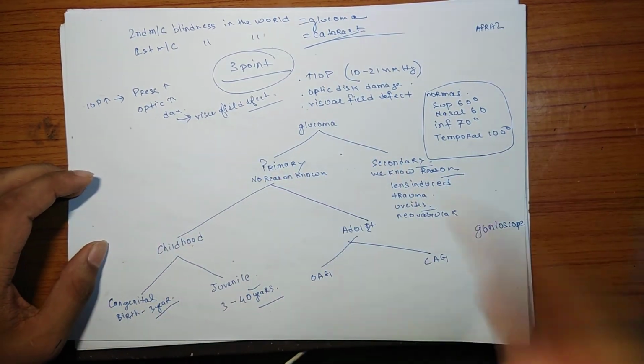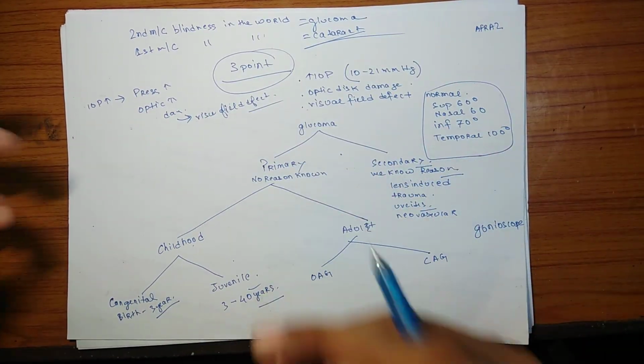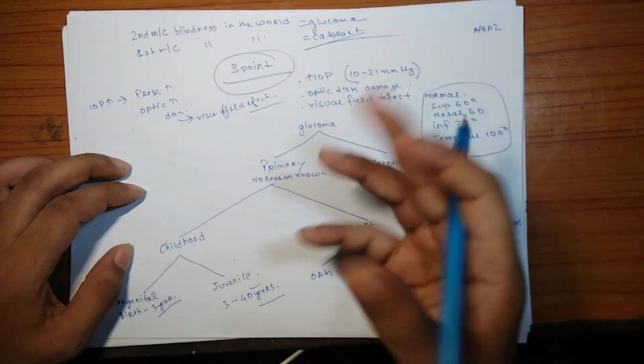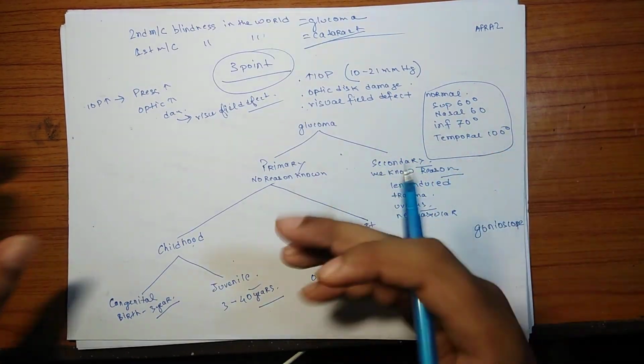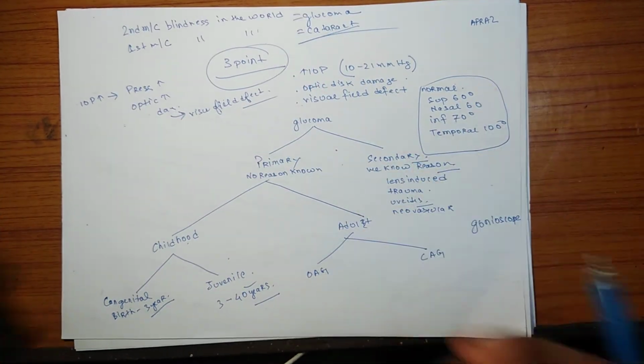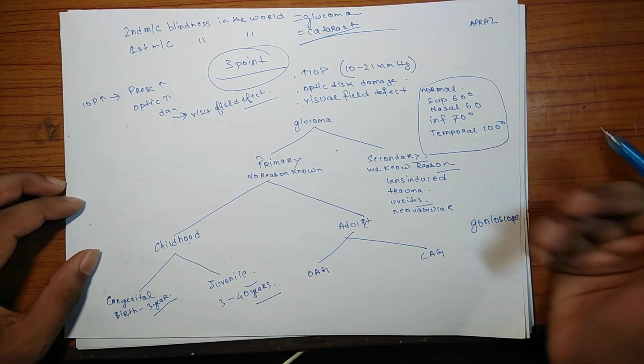So why does intraocular pressure increase matter? Increased intraocular pressure will put pressure on the optic nerve and cause damage to the optic nerve, and then slowly it will damage the visual field. Defects will be appreciated.